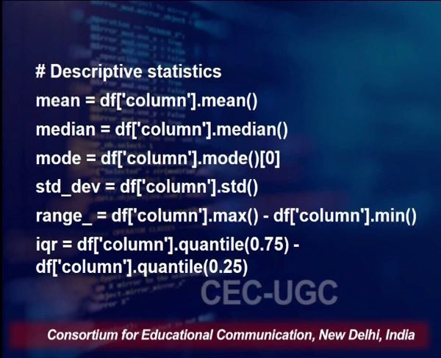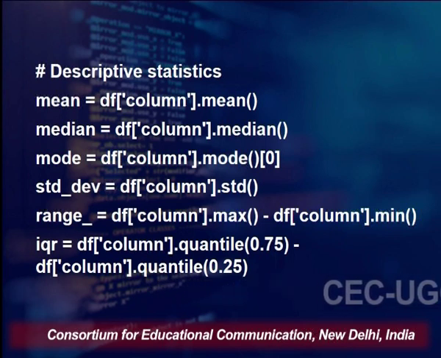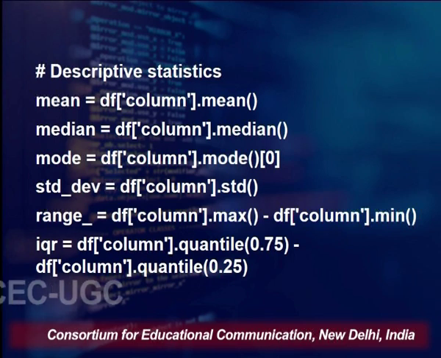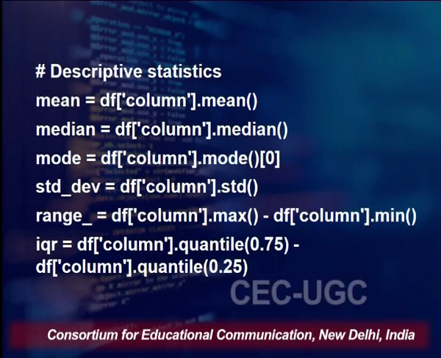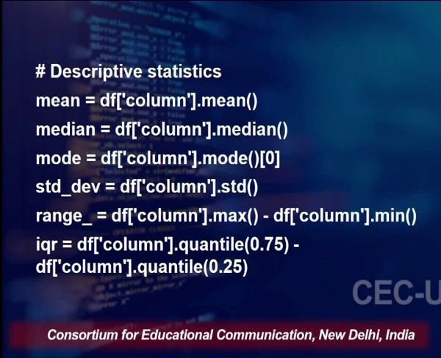Now, again these functions are also available in your Python library. So, we already know that you use the Python pandas library. You can find out the mean, the median, the mode, standard deviation, range and the IQR using the ready-made functions which are there in the pandas library. Using these, all these descriptive statistics can be found.